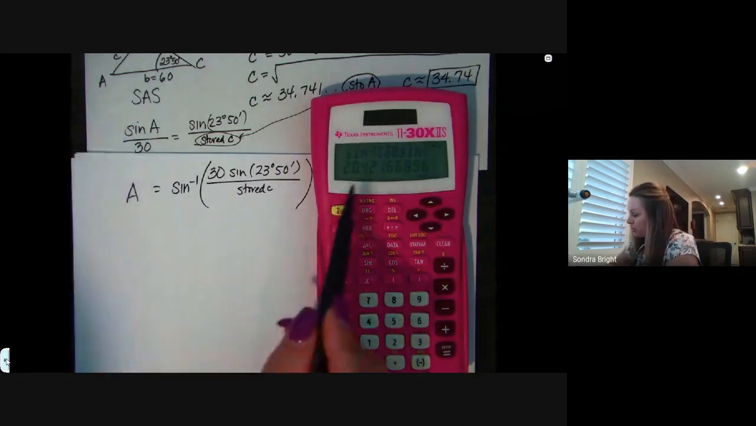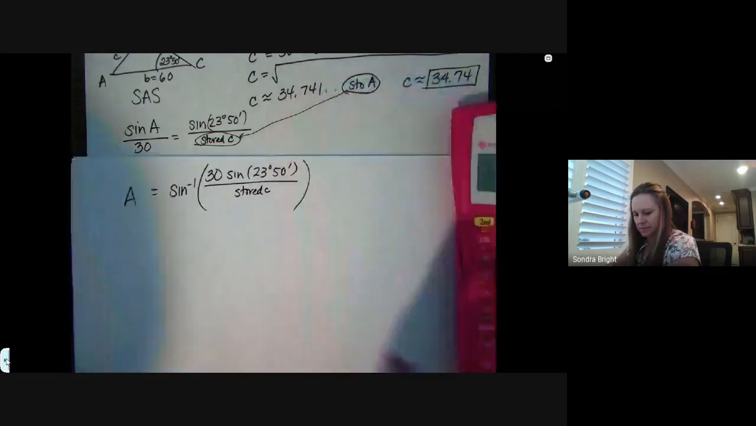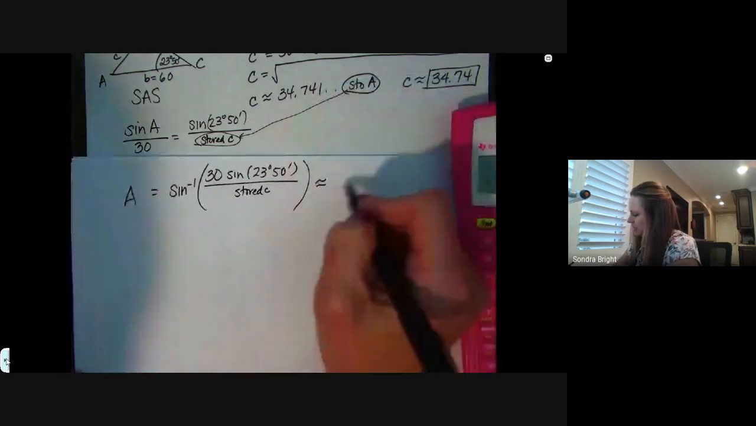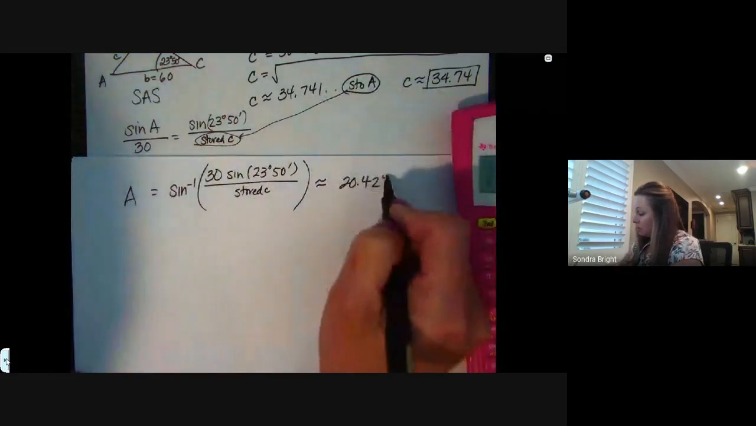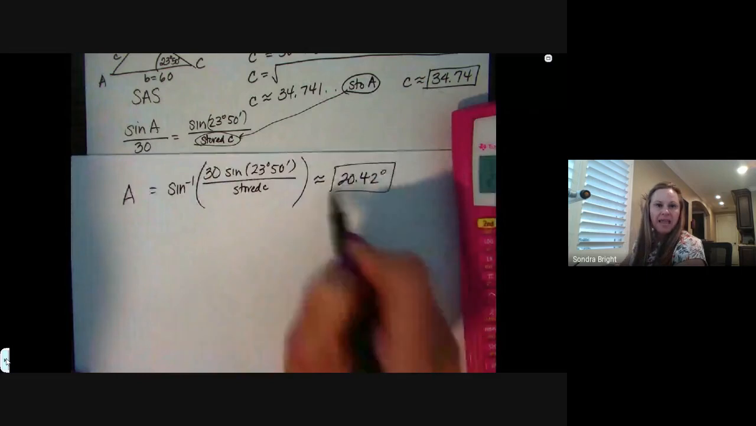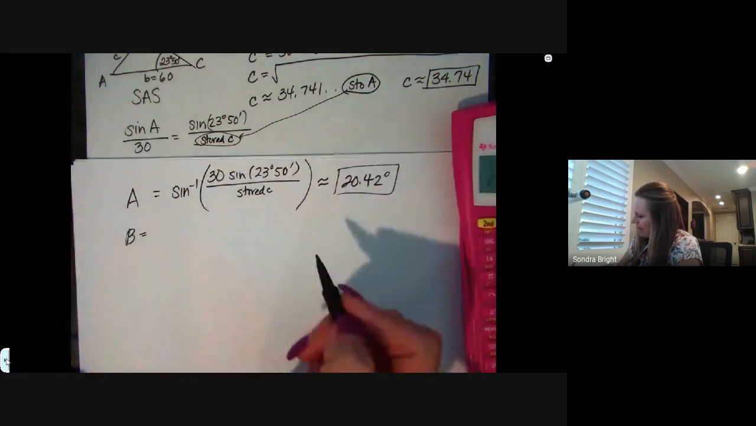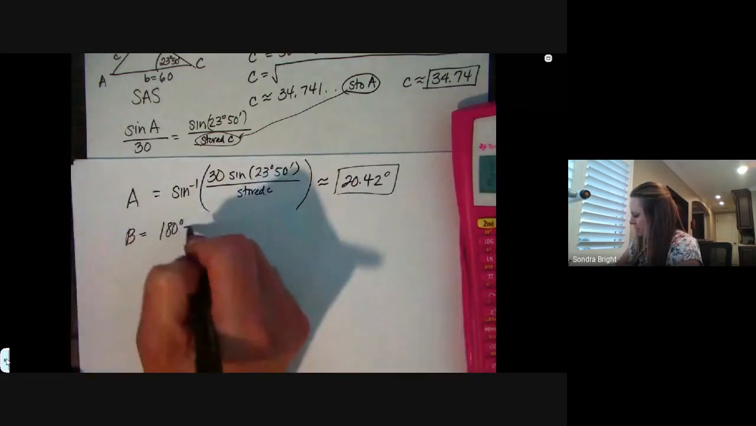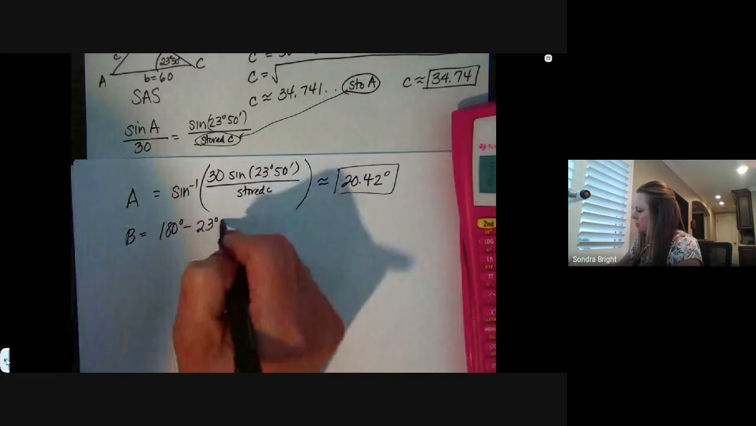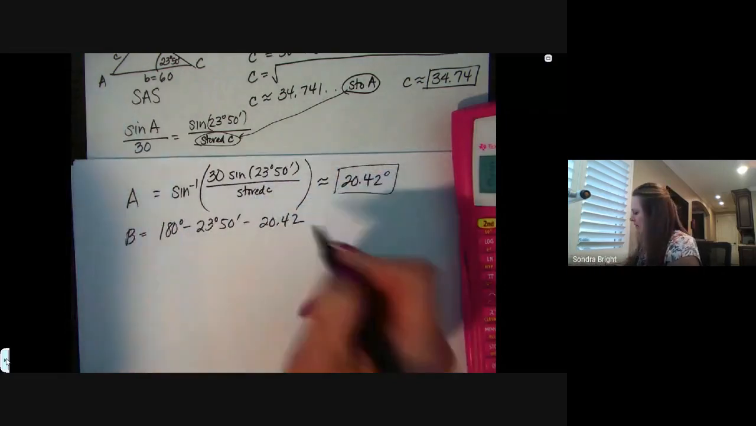Now, if I was going to use that again, then I would store it, but I'm not going to need to use it. So there's angle A. For angle B, you know, the three angles in a triangle add up to 180. So we're just going to go 180 minus the 23 degrees 50 minutes minus the 20.42 degrees, and put that in our calculator.